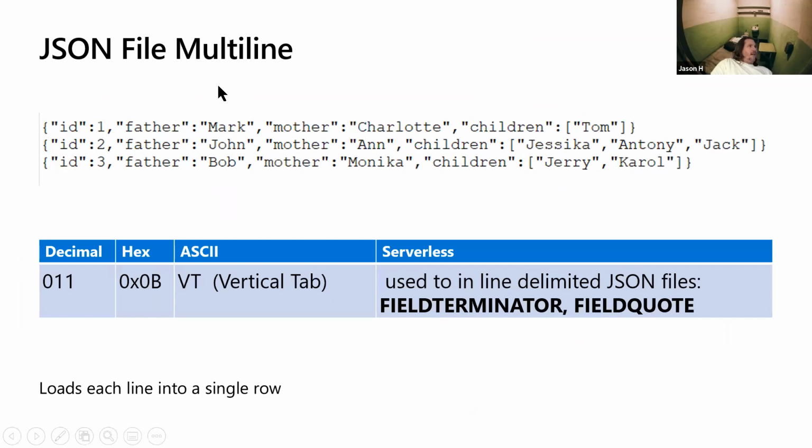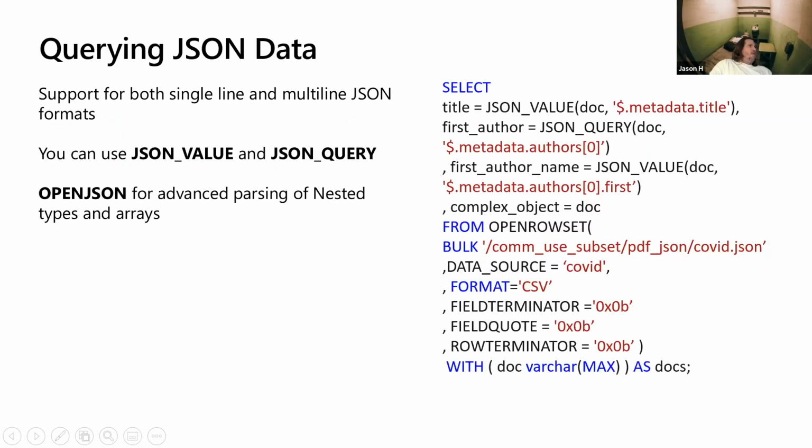Or you can have multi-line JSON where each row is an entire element, right? And so each of these is an actual valid JSON data structure. So in that case, you just specify this special 0x0b value for field terminator and field quote, and then you can query it. So here's an example where we're going to query it, and we're using the JSON value function to say from this document.